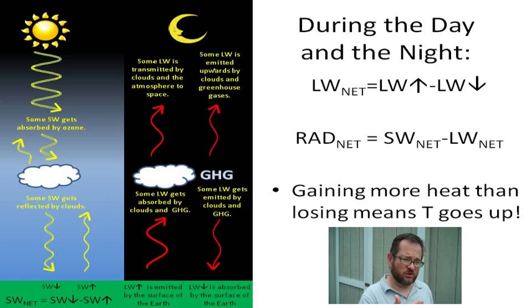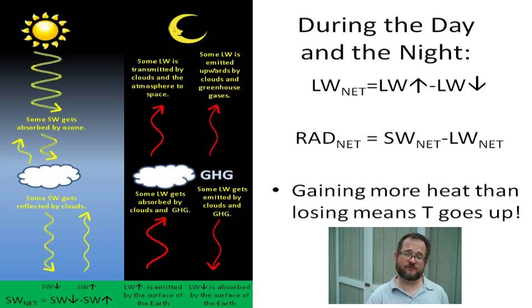You would need to know the net amount of shortwave radiation the object is gaining and the net amount of long-wave radiation. If you're losing more radiation by long wave than you're gaining by shortwave, this is going to be a net cooling process. You're losing more radiation than you're gaining and your temperature is going down.